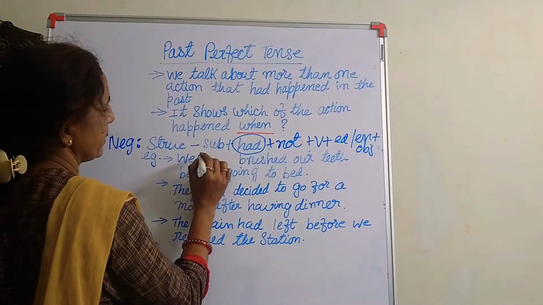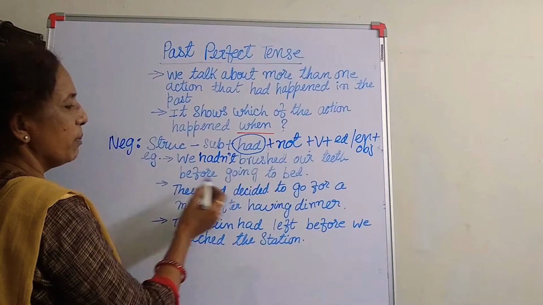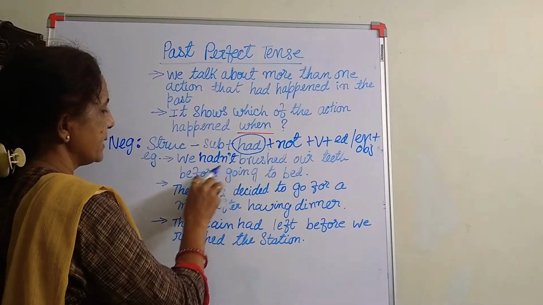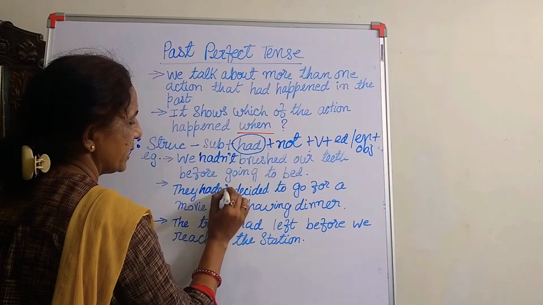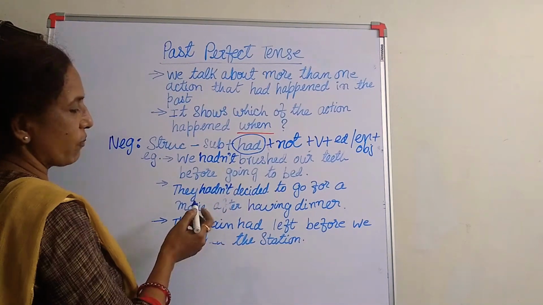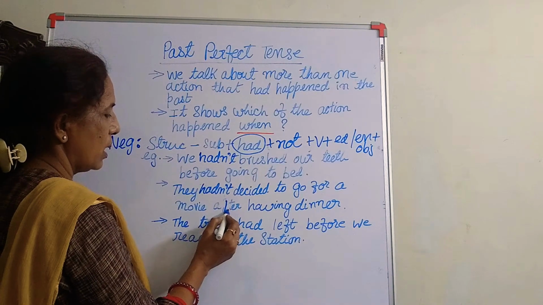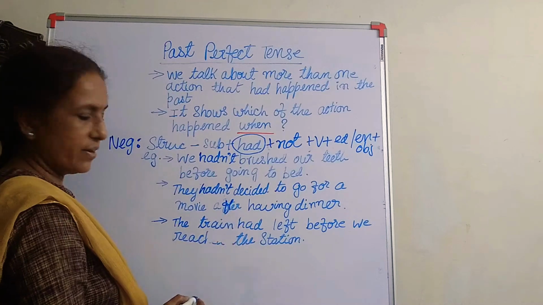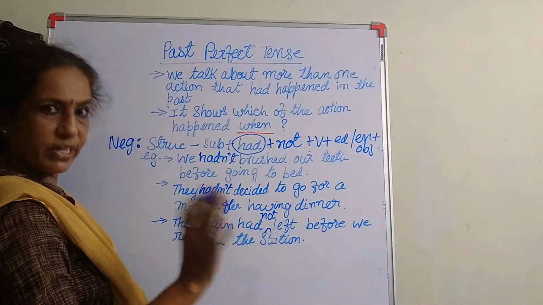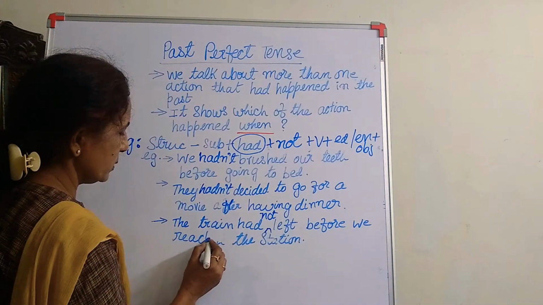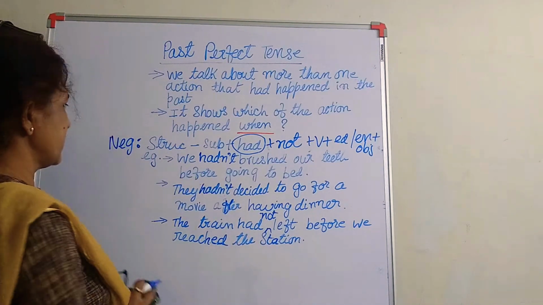So I'll just show you in writing here the same examples. We hadn't brushed our teeth before going to bed, right? They hadn't decided to go for a movie after having their dinner. Earlier I have told you where to use the apostrophe. The train had not left. It was still there before we reached the station. So this is in case of negative sentences.